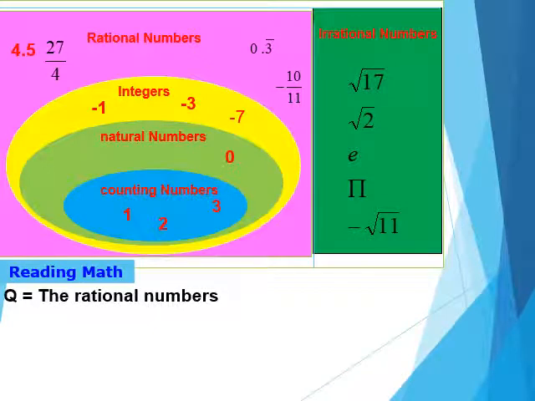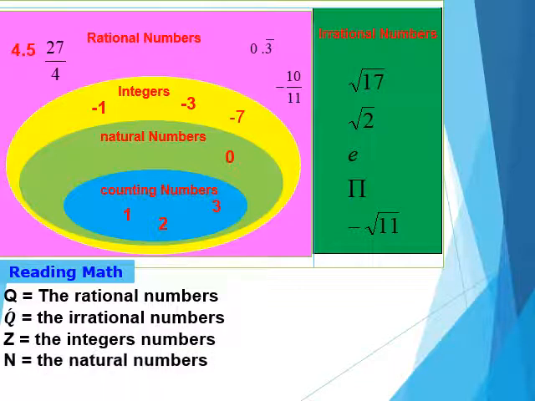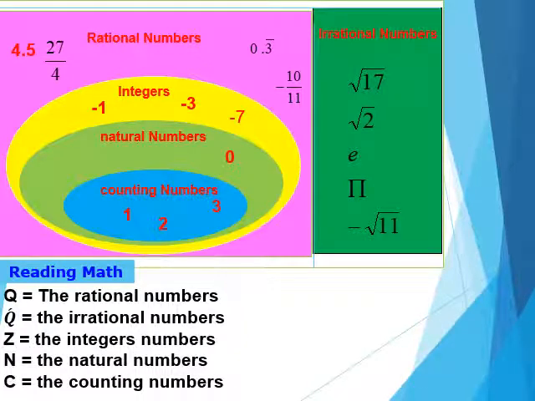Q is the symbol of the set of rational numbers. Q dash equals the irrational numbers. Z is the symbol of the set of integer numbers. N is the symbol of the natural numbers. C is the symbol of the counting numbers.